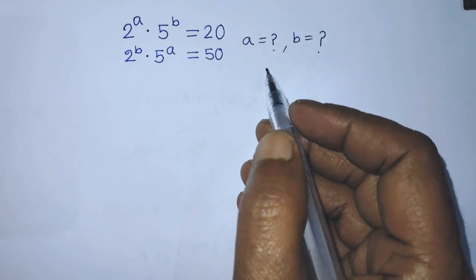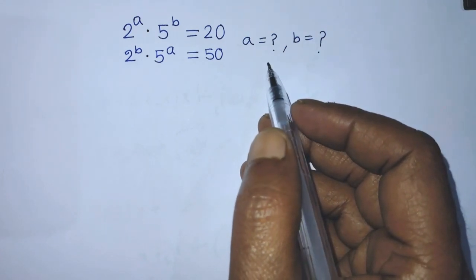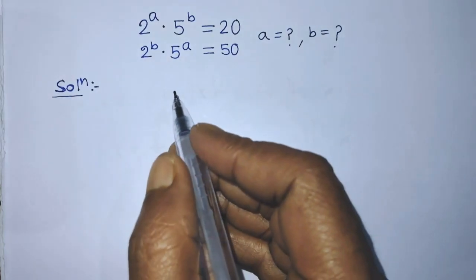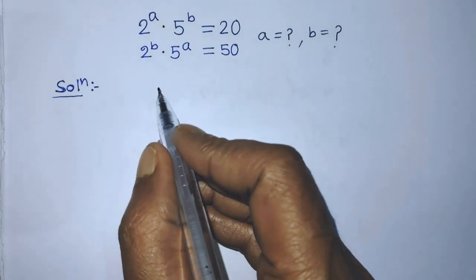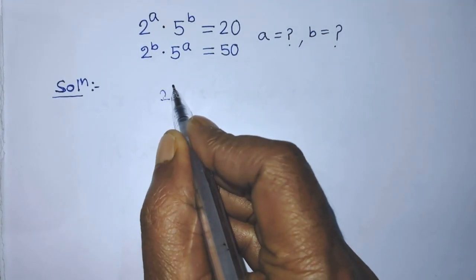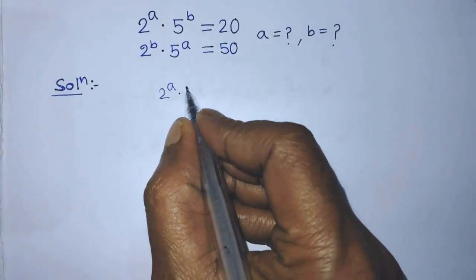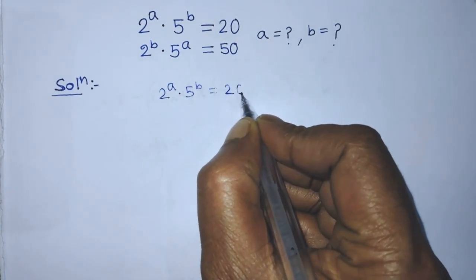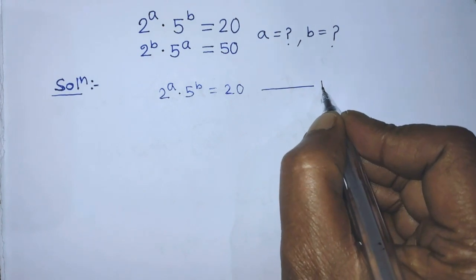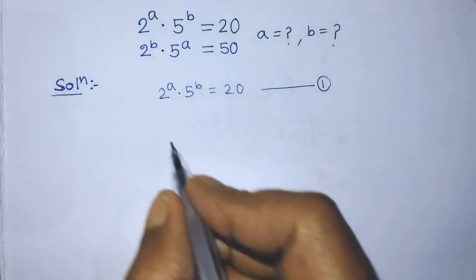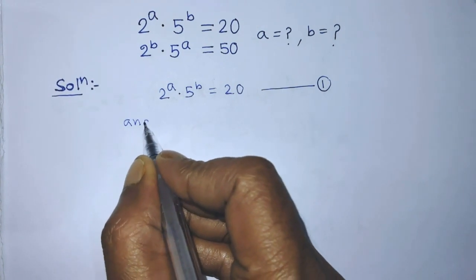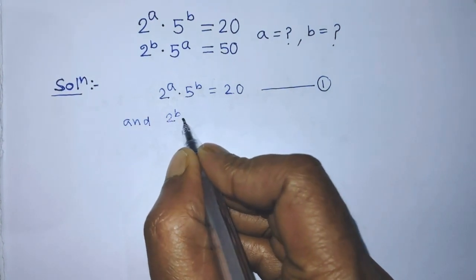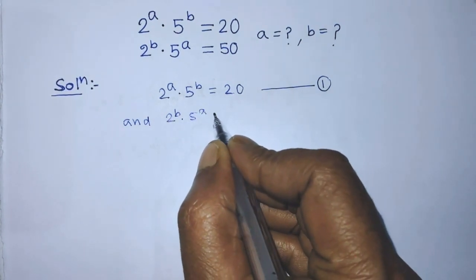So student, today in this video I am telling you how to find the value of a and b from these two equations. So my dear student, our given two equations are 2^a times 5^b is equal to 20. This is equation number 1. And our second equation is 2^b times 5^a is equal to 50.